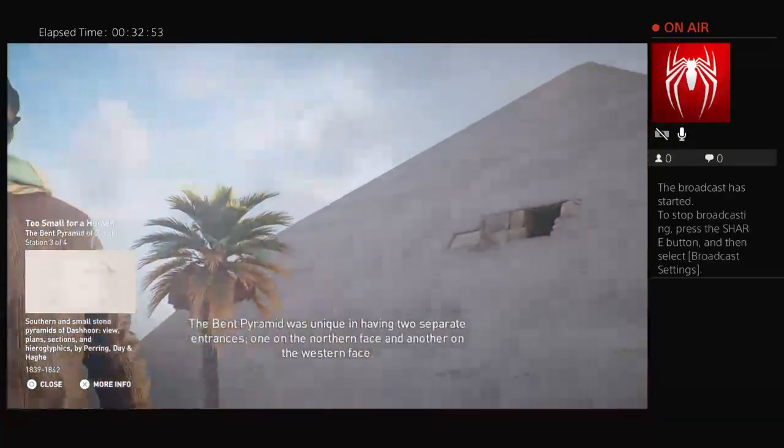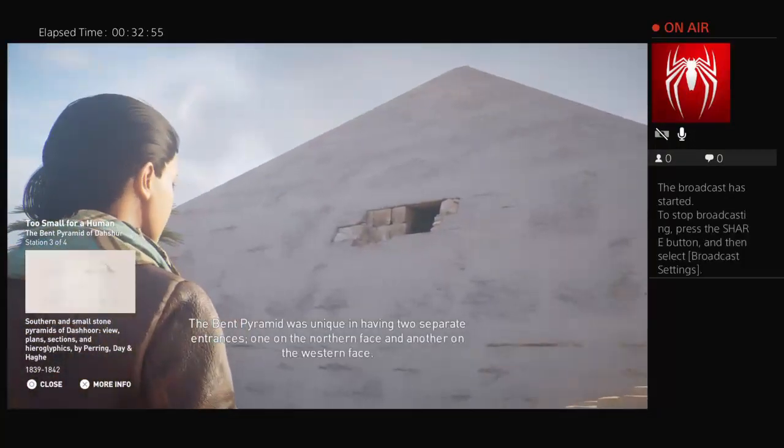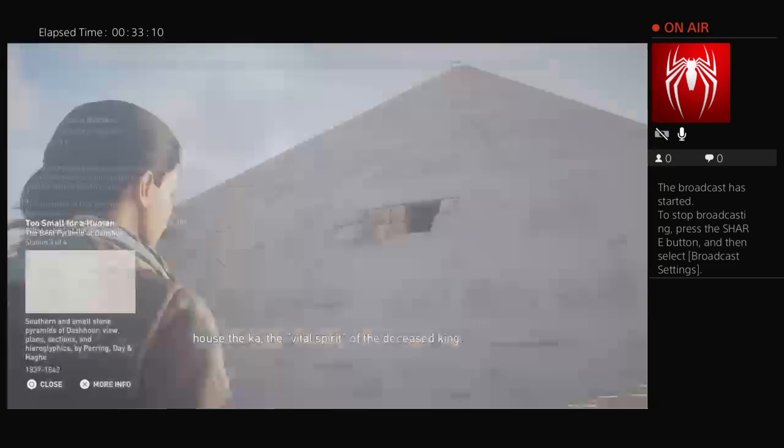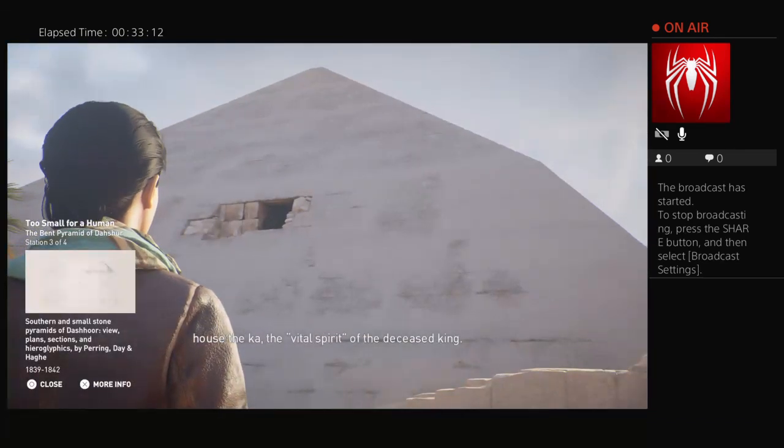The Bent Pyramid was unique in having two separate entrances, one on the northern face and another on the western face. The chamber of this pyramid was too small for a human burial. It was probably meant for the burial of a statue designated to house the Ka, the vital spirit of the deceased king.